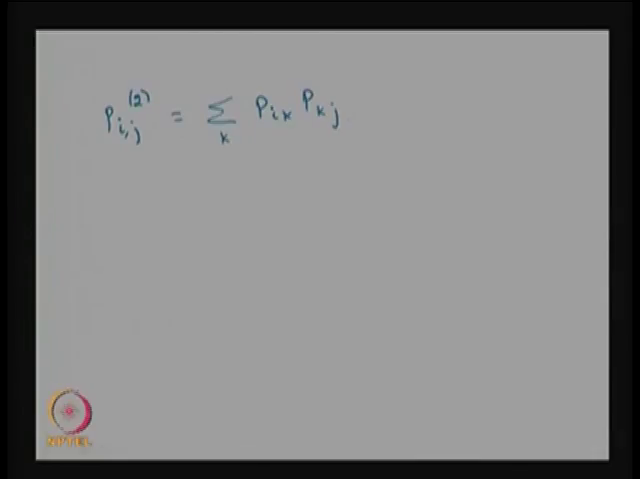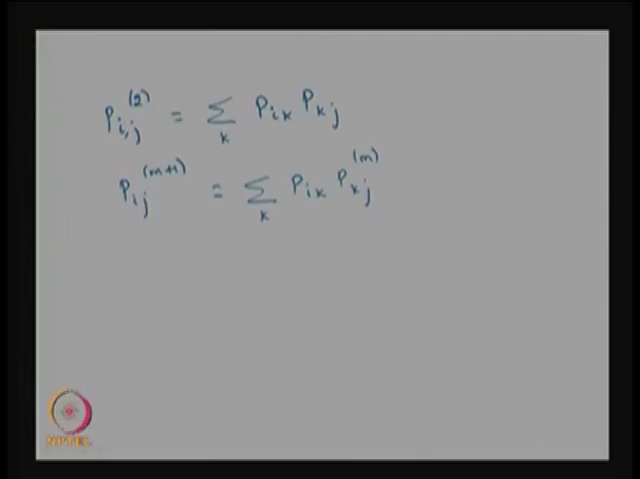So, this is for the two step. Similarly, by using the induction method, one can prove for i to j in m plus 1 steps, that is the same as, for all possible values of k, the system moving from i to k in one step and m steps from k to j.